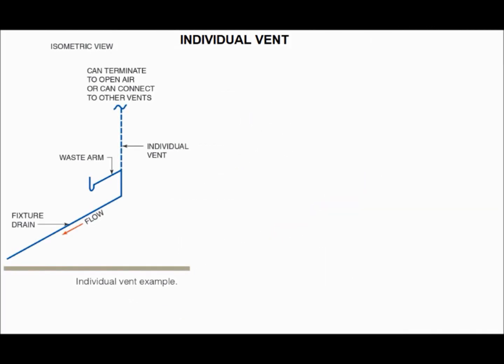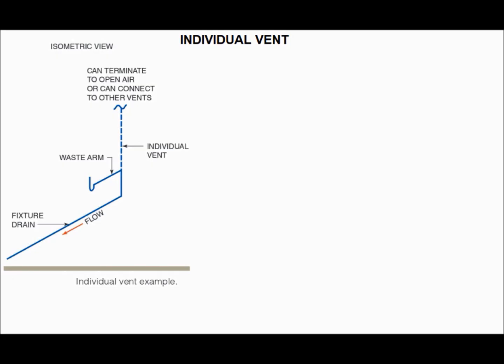Individual vent. An individual vent is by definition a vertical extension of a drain that serves one fixture trap. It can be connected to other vents or terminated to open air. A piping arrangement known as a common vent allows it to serve two fixtures that are located on the same floor that connect to the same vertical drain. Another piping configuration that might not be allowed by some codes is a wet vent. It uses an individual vent for numerous fixtures.